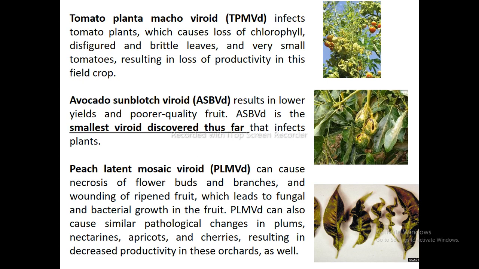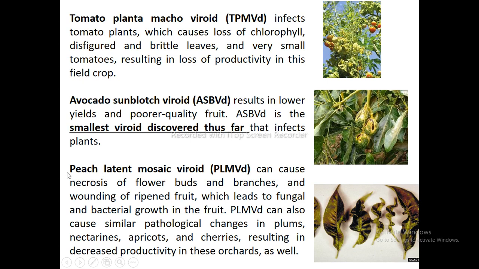And avocado sunblotch viroid results in lower yields and poor quality fruits. You can see in this image that the fruit quality of the avocado is really degraded. And this viroid, particularly, is the smallest viroid discovered so far that infects plants.